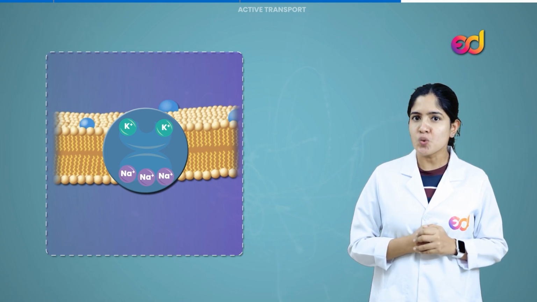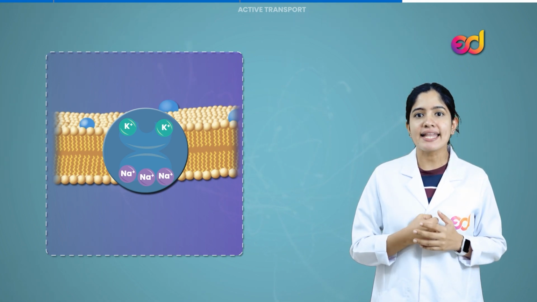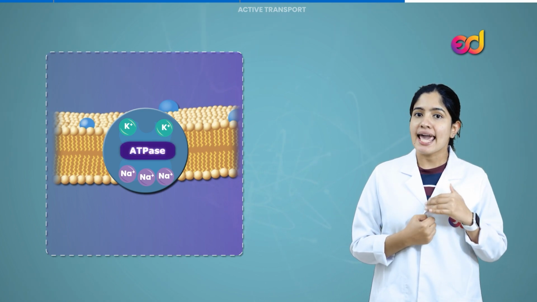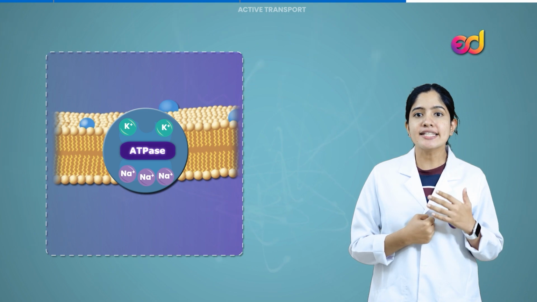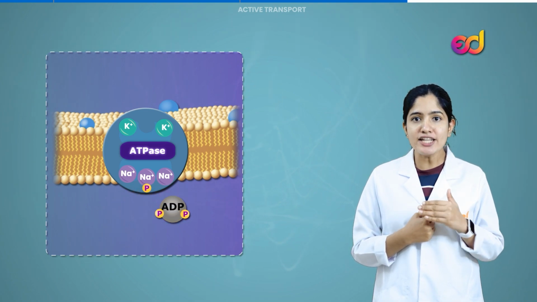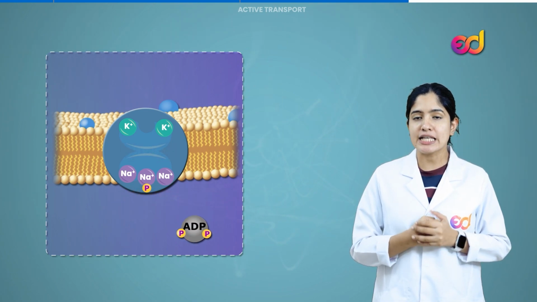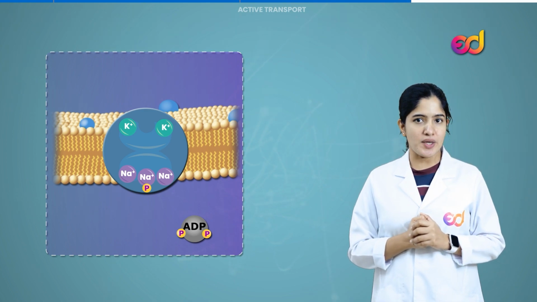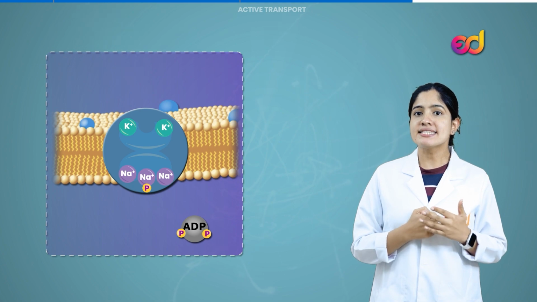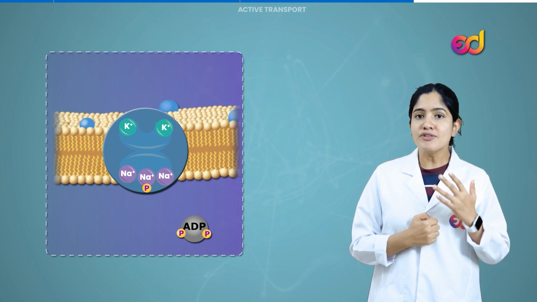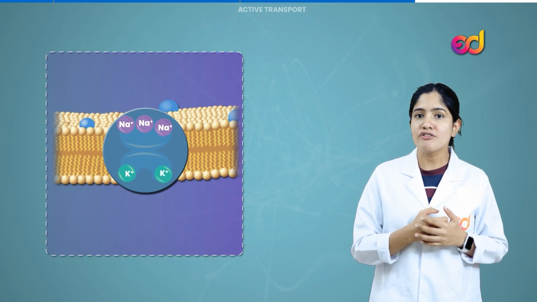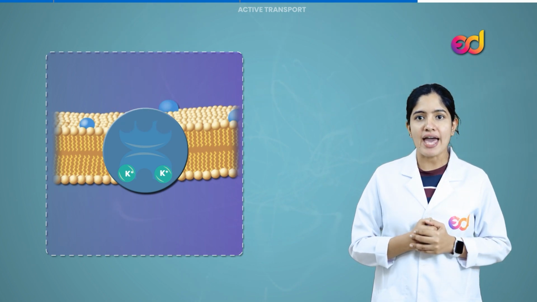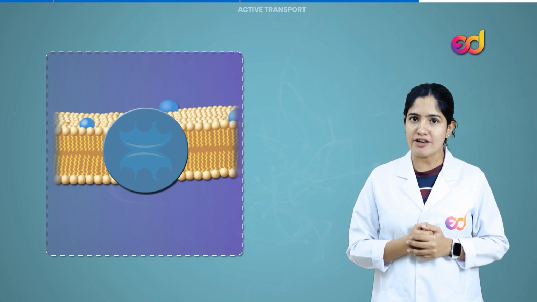Coming to stage 2, binding of Na+ and K+ to C activates the enzyme ATPase. The ATPase causes the breakdown of ATP into adenosine diphosphate, ADP, with the release of one high energy phosphate. And finally in stage 3, the conformational change occurs in C followed by the release of Na+ into ECF and K+ into ICF.